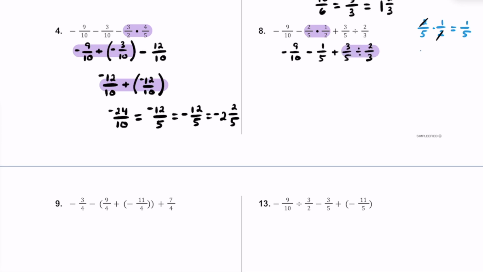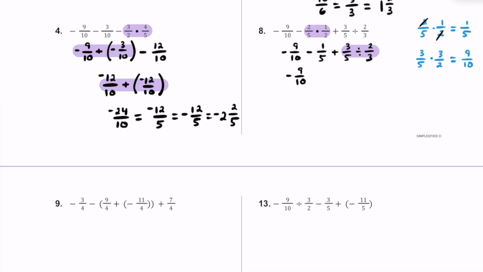Now for the division, I'm going to do that on the side here. So it's going to be 3/5 instead of dividing by 2/3. Let's multiply it by 3 over 2. And if we go ahead and multiply this, I don't think we can cancel anything out. This will be 9/10.